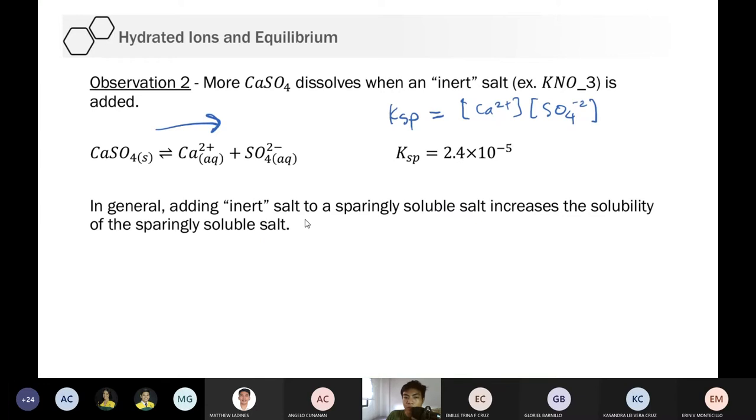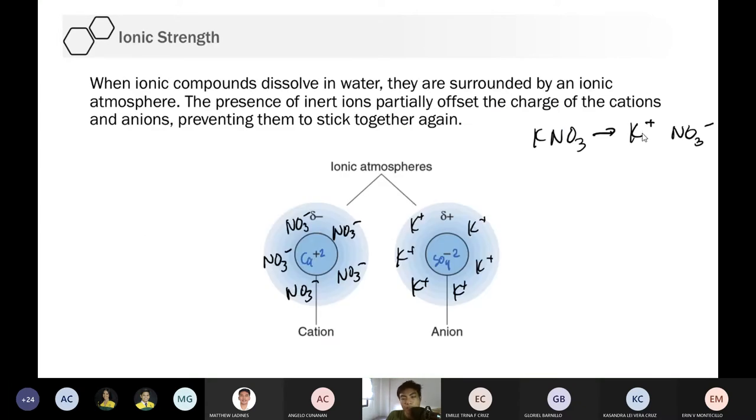salt sa ating precipitate, no? This is the reason why inert precipitates become more soluble when you add inert salts. Bakit? Because the presence of inert salts hinder your ions to precipitate back, no? Sabi dito, the presence of the inert ions partially offset the charge of the cations and the anions, preventing them from sticking together again. So the presence of these diverse ions stops them from coming back together.